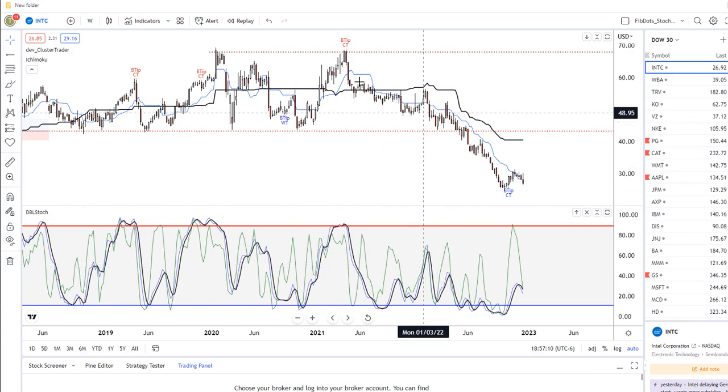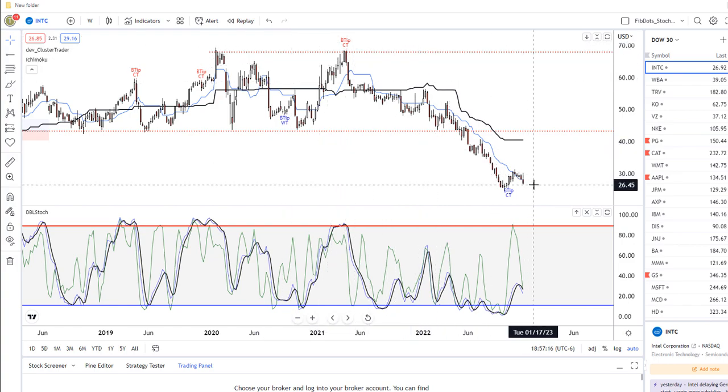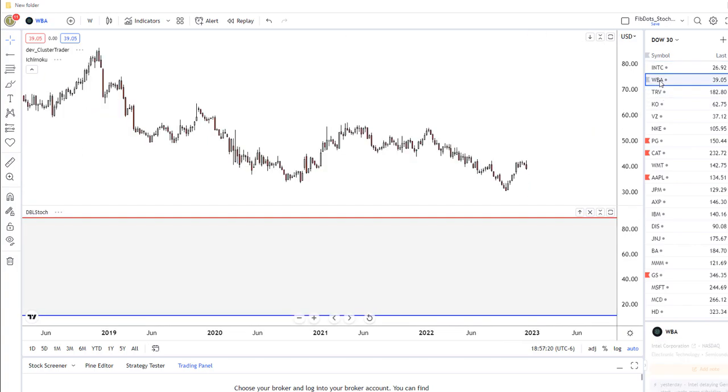Okay? So what do we have? We have a bear market, but it was preceded by a complete sideways trade. But I've got no action to take here unless I'm a trend trader. Okay? Let's go to WB.